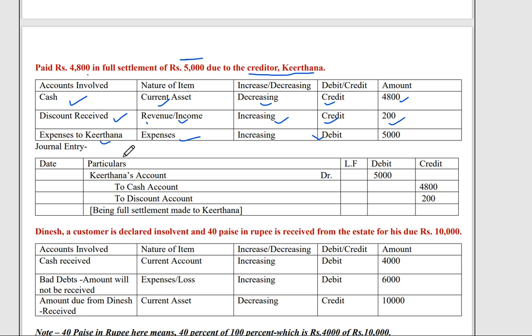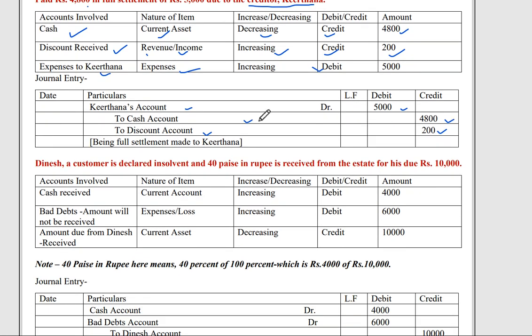So here the journal entry is: Keerthana's account is debited with rupees 5,000, to cash account, which I paid in the form of cash, 4,800, and to discount account, which we received in the form of discount, that is income, revenue to our business. So 4,800 plus 200 is 5,000, the total amount which was due to Keerthana. So the narration is: being full settlement made to Keerthana.